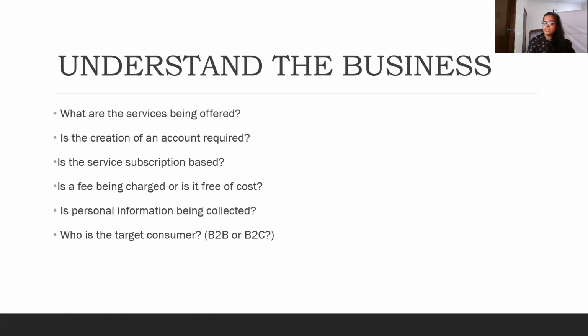Now, is a fee being charged or is it free of cost? So again, for example, if the service is subscription based and you are paying, for example, 1,000 rupees in a year for that particular service. Now the terms and conditions would be dependent upon this. So if you're paying something, then obviously there would be something which would enable you to get the money refunded. There would also be payment terms and conditions. There would be a payment gateway which would be there. So all these things come into picture if the service is a paid one.